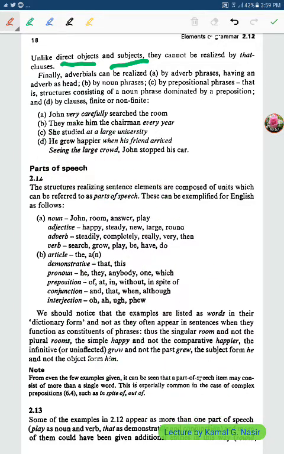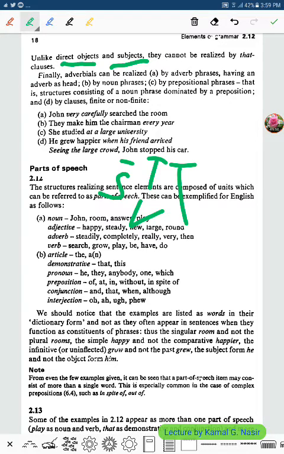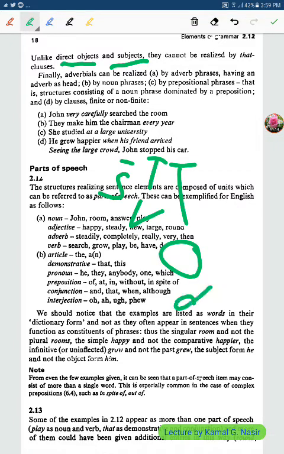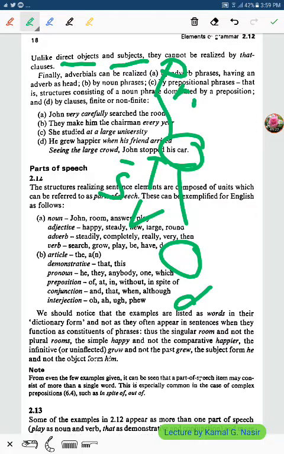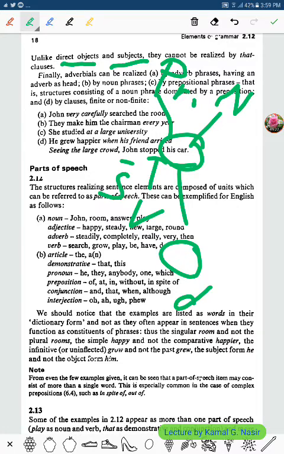And John stopped his car. John is the subject. Stopped is the verb, and his car is the direct object. This direct object is made of the reflexive pronoun and the noun car. This is the end of the lecture today.